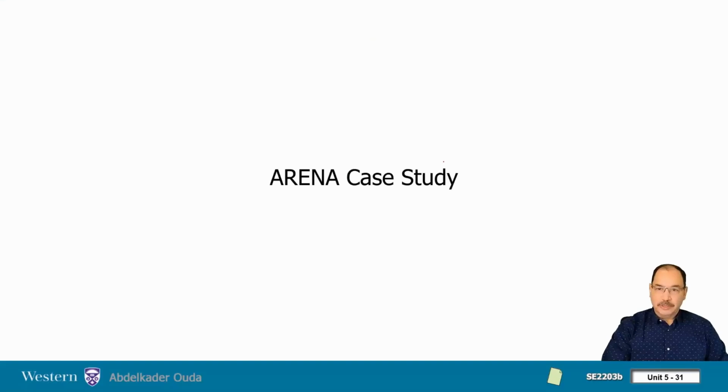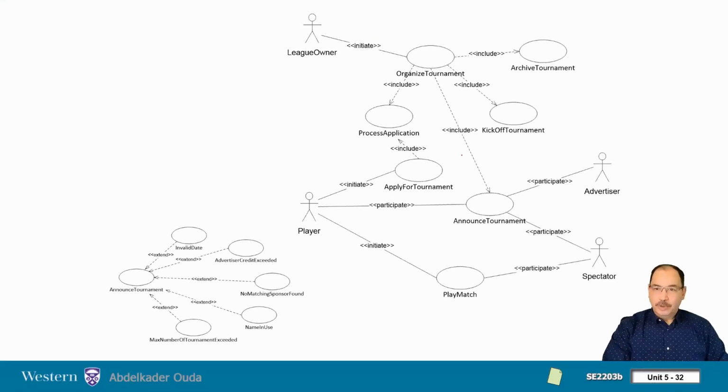We need to consider the arena case study that we discussed in the other unit, or unit 4. We said that this is what we mean by the league owner creating tournaments. That means we're going to use the use case Organize Tournaments. Organize Tournaments is going to include processing applications that need to be submitted by the player, starting the tournament, archiving the tournament, and announcing the tournament. Once announced, these three actors need to be identified, and then they can do some other work, like when the player gets notified, the player can play a match.